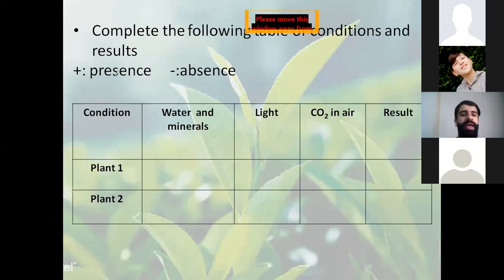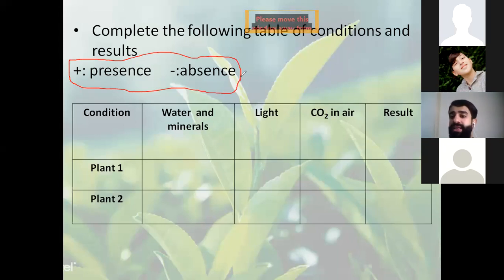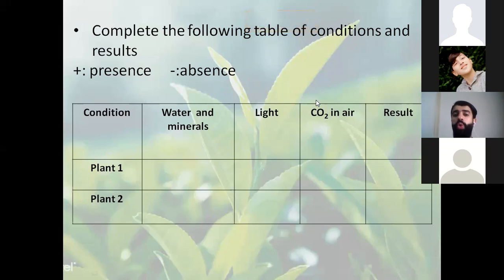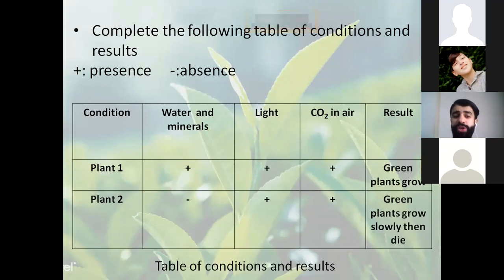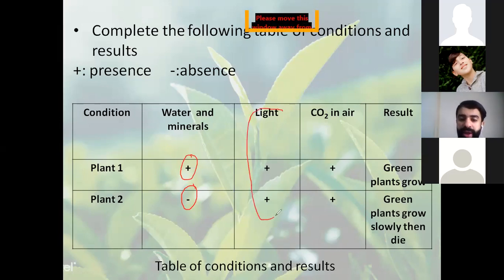In the table, as you remember in the case of digestion, we tend to put the legend of the table. So plus means what? Plus means presence, and minus means absence. Here we have two plants, 1 and 2. Plant 1 contains water, and plant 2 lacks water. So this is the variable factor. Light is found in both plants 1 and 2. CO2 is found in both plants 1 and 2.